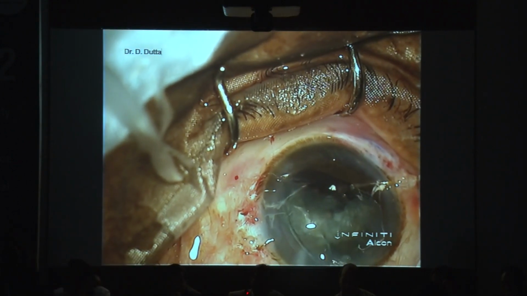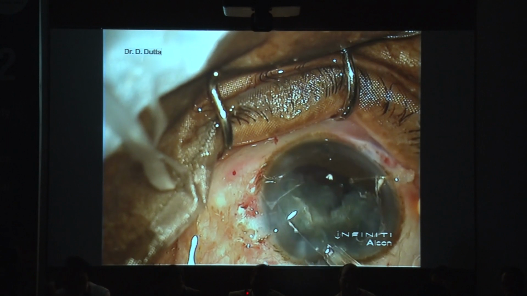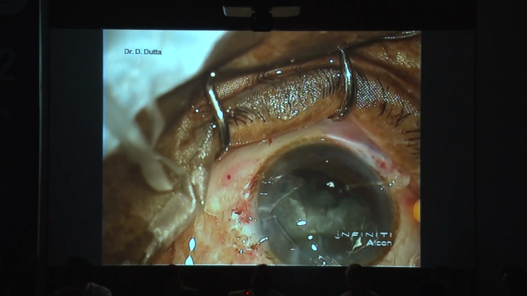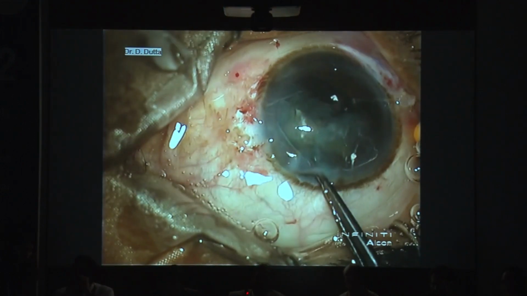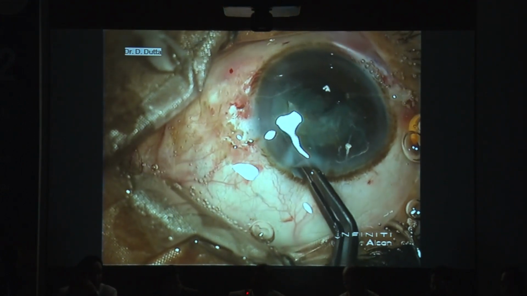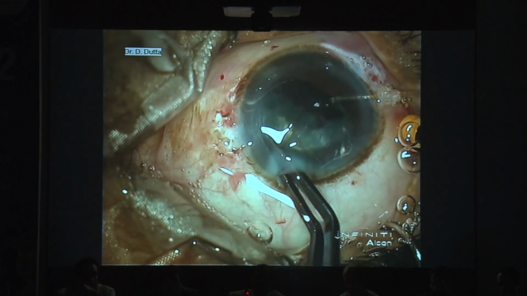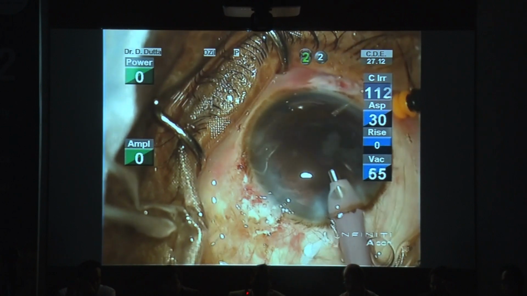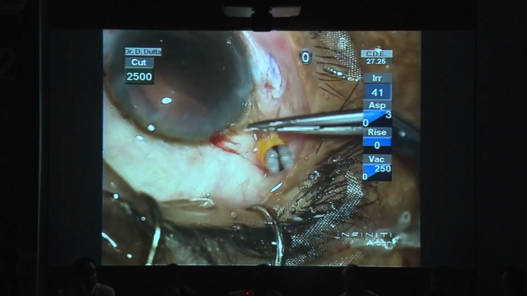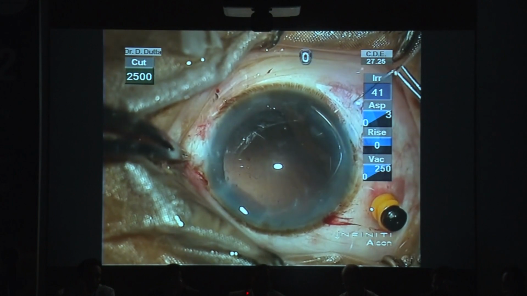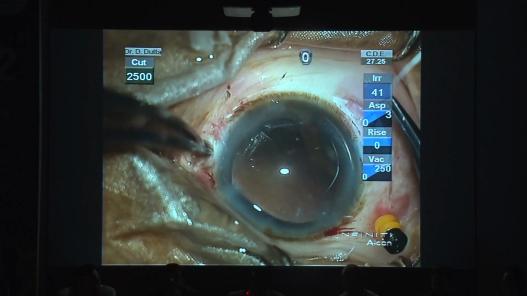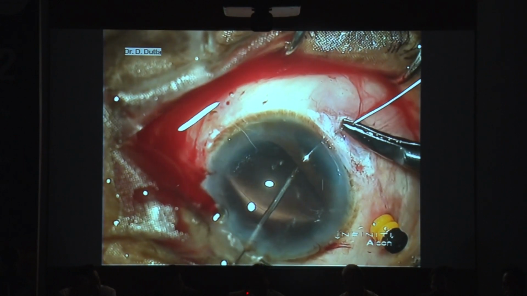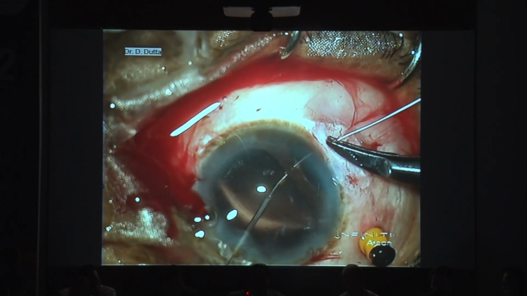Now that some nuclear mass has been removed and the bag is unstable, CTR is injected to reinforce the capsular bag. How are we doing, doctor? It's all okay. We are going fine. Now we are going to use the Gore-Tex suture as you are pretty young. I have explained to you that it is off-label.